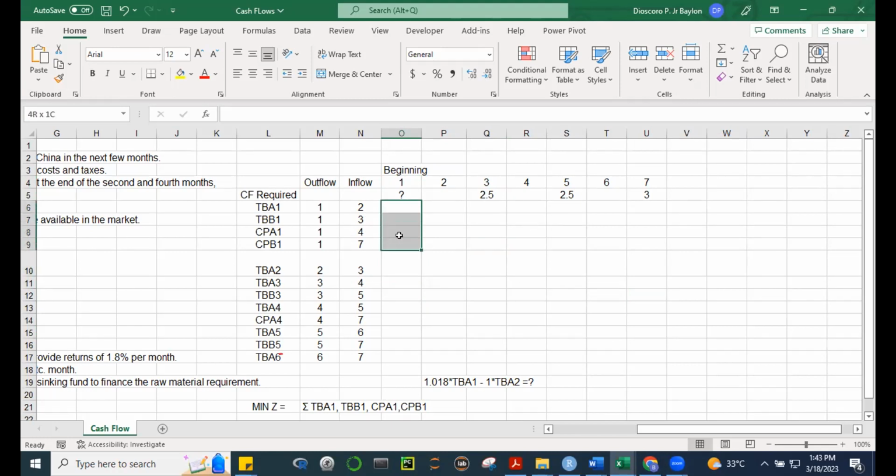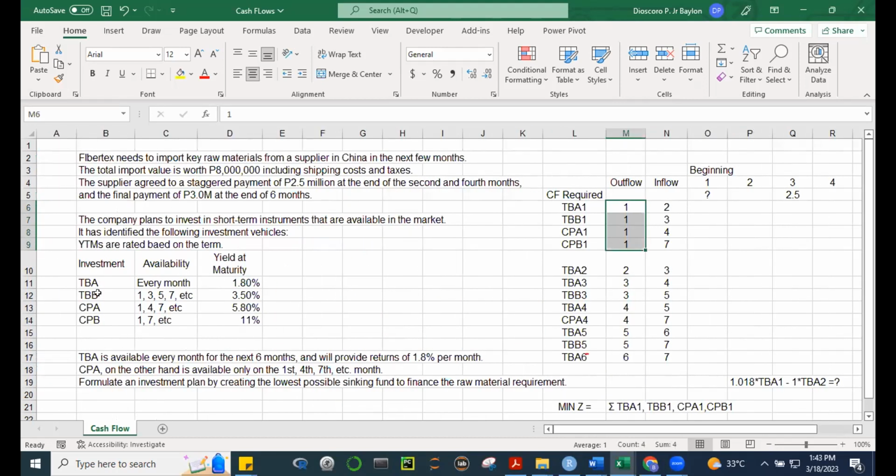So for month one, you only have 4 possible investments, right? So this is TBA1, TBB1, this will be invested at the beginning of the month. Okay, you actually only have 4 types of investment: TBA, TBB, CPA, CPB, and all of them can be invested at the first month. So that's why we have 4 investments here.